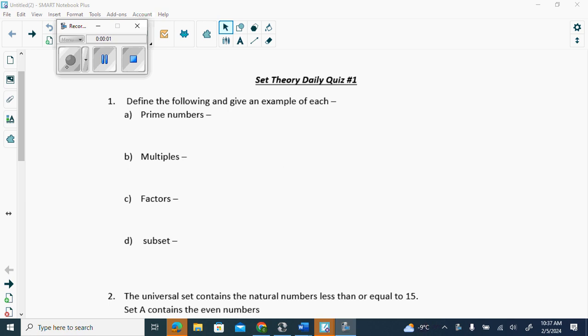So prime numbers are numbers that have two factors, right? They can't have one, they can't have three, they have to have two. So is one prime or composite? Trick question.